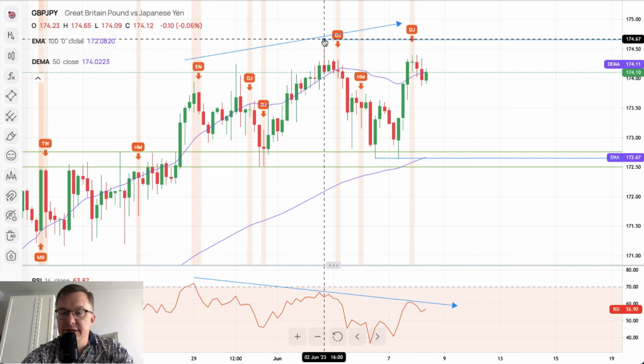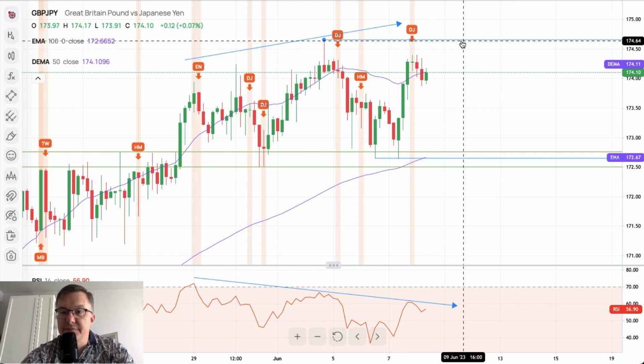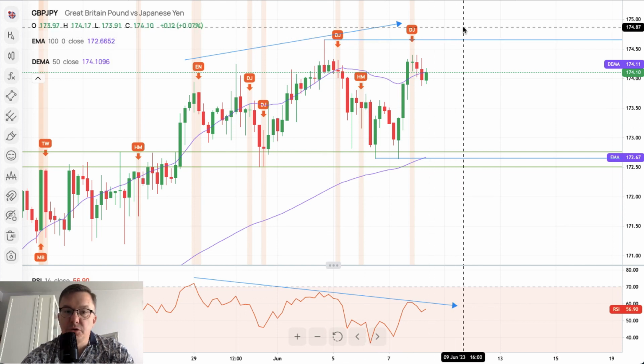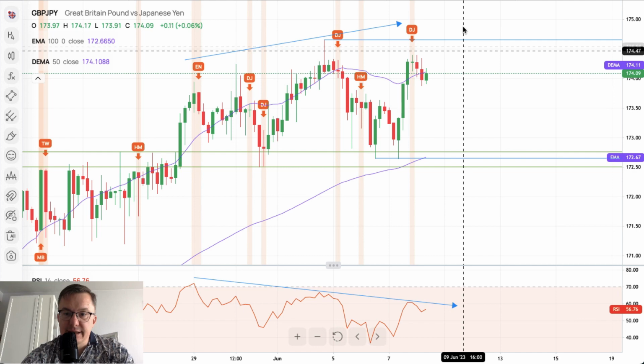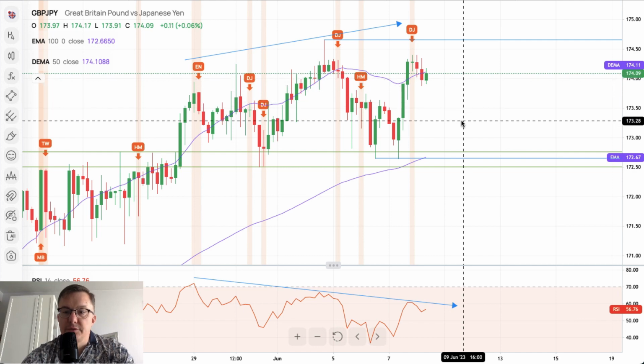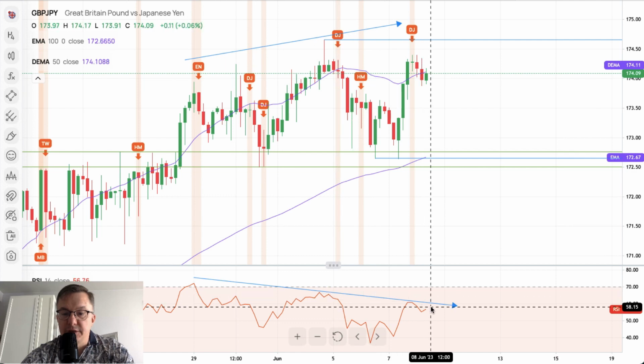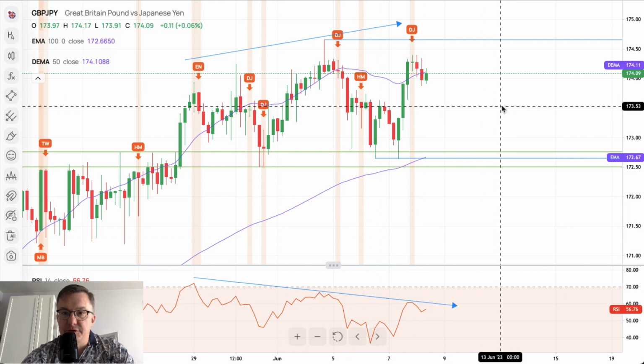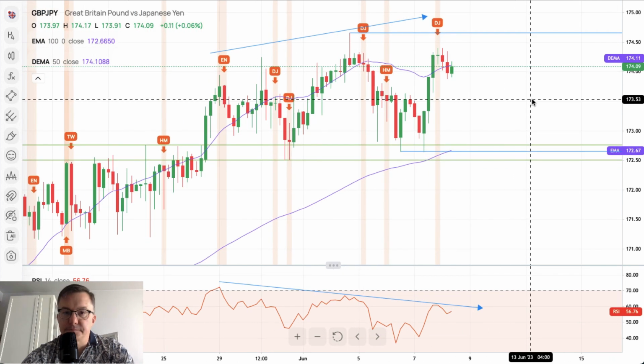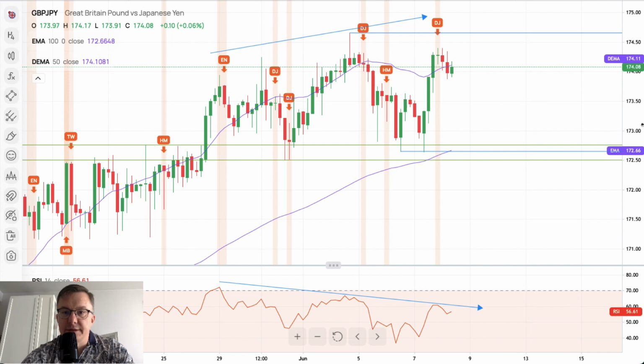This level would likely be tested. Maybe some marginal new high is made, and then again we should go back to the range, because of this decreasing momentum and the bearish divergence present on the chart of the British pound to Japanese yen right now.